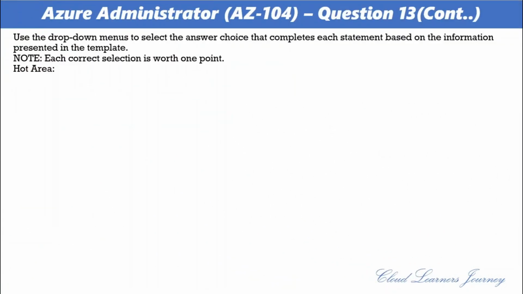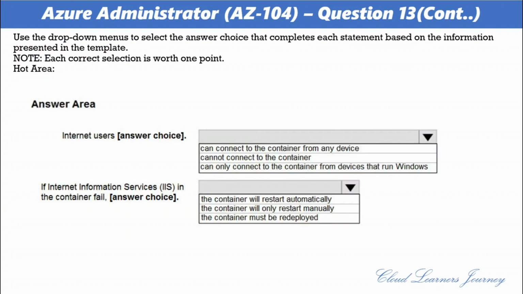Use the drop-down menus to select the answer choice that completes each statement based on the information presented in the template. In the answer area, for the first one, internet users, and the option is can connect to the container from any device. No access restrictions are specified and the IP address type is public.